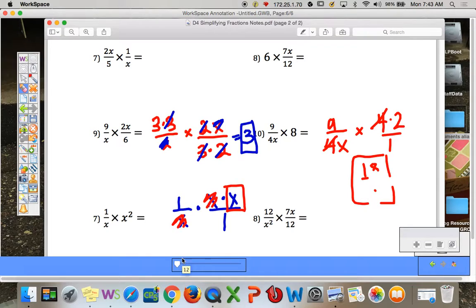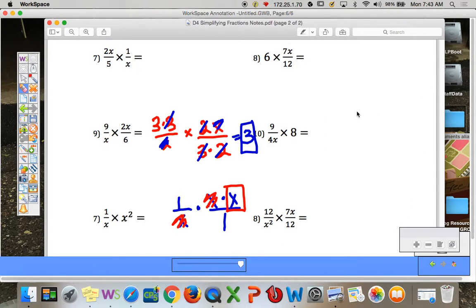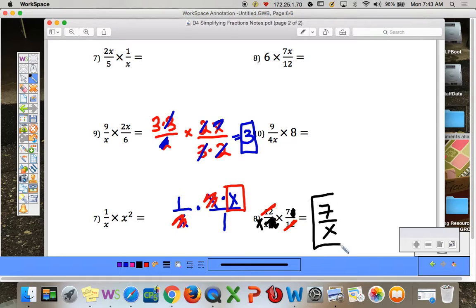And our last one here, and this is what we'll be doing for your assignment, just simplifying fractions. I have a 12 on the top and a 12 on the bottom. I can rewrite x squared as x times x, so I can cancel 1 from top and bottom. And then I go straight across, and I'll have 7 over x.